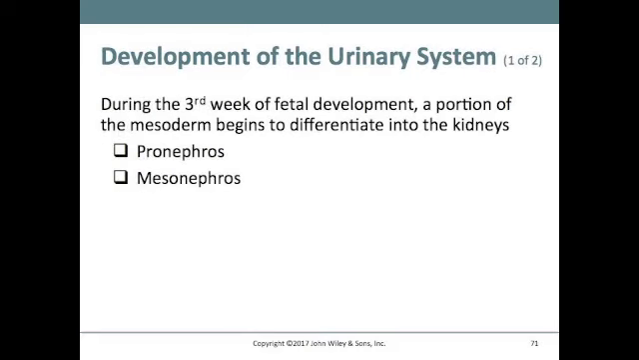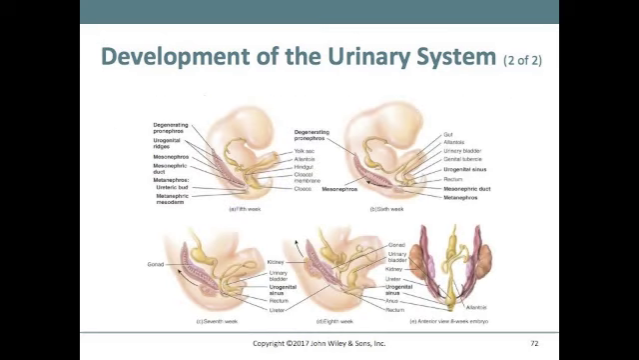The development of the urinary system begins on page 1080. During the third week of fetal development, a portion of the mesoderm begins to differentiate into the kidneys. And in this cartoon on page 1080, figure 26.23, we can see the development of the urinary system.